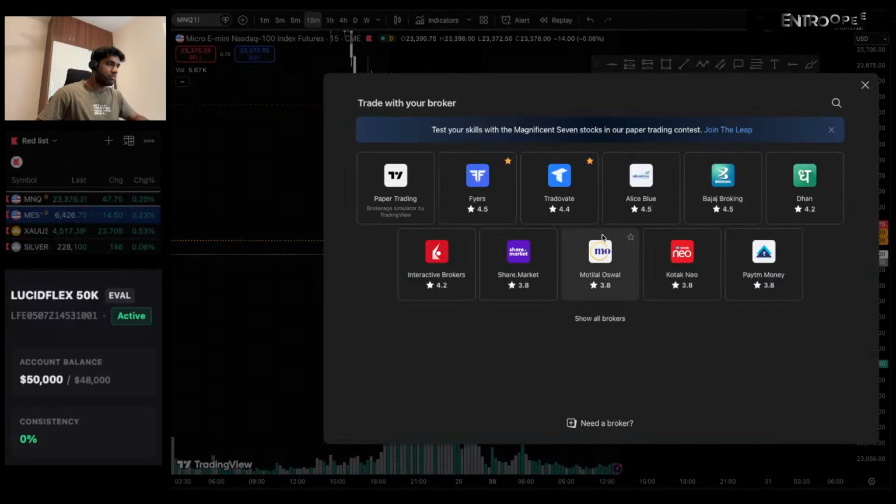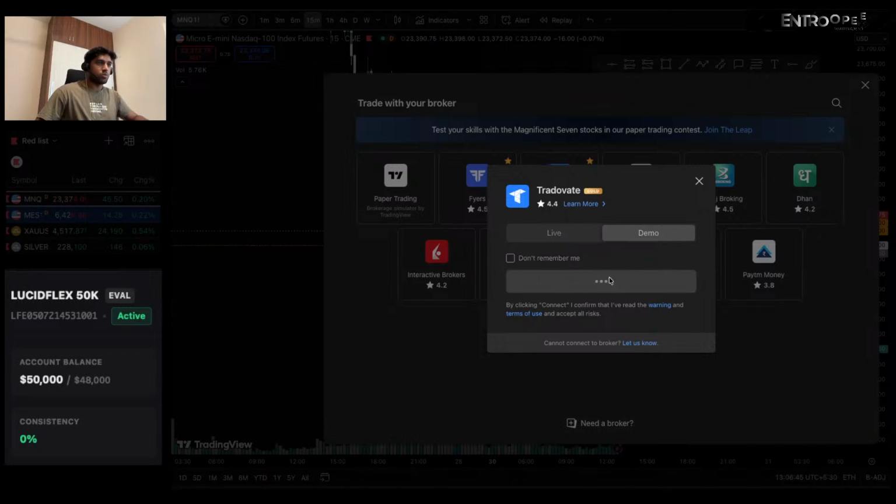As you can see on the left side panel, my stats view has changed now, and it's this Lucid Flex account that you can see right now. It's the current balance. We have not taken any other trades, so that's why it's showing zero balance at the moment. I mean zero profits at the moment.